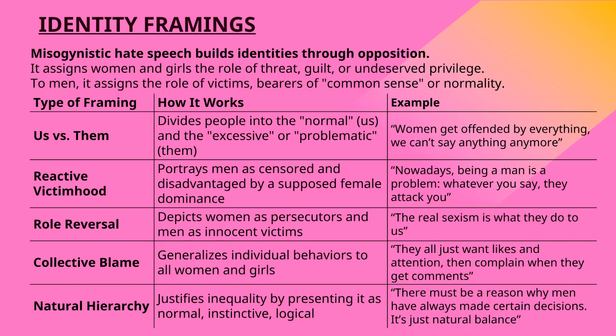Reactive victimhood presents men as censored or disadvantaged, so objections to sexism are reframed as unfair attacks. Role reversal casts women as persecutors and men as innocent, shifting responsibility away from the speaker and minimizing the impact on those targeted. Collective blame generalizes from a single instance to all women and girls, converting an anecdote into a rule. Finally, natural hierarchy justifies unequal treatment as obvious, instinctive, or reasonable. That's how things are, in order to close down challenge. Naming these framings helps us explain impact clearly and show why content can cross concern thresholds even without explicit slurs.